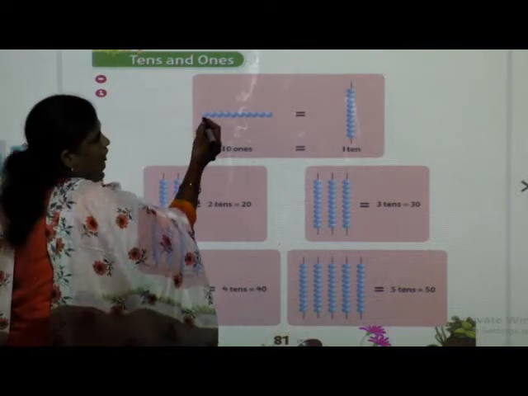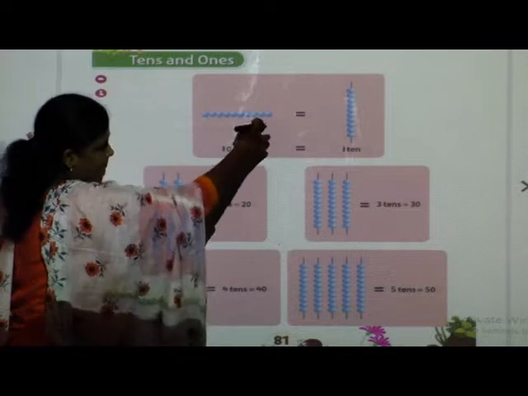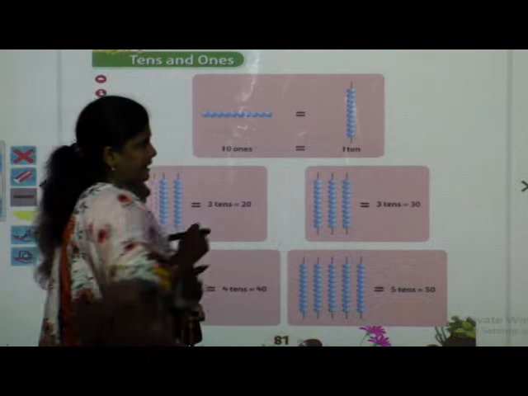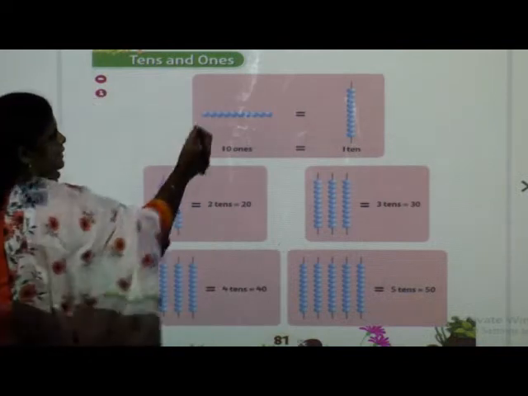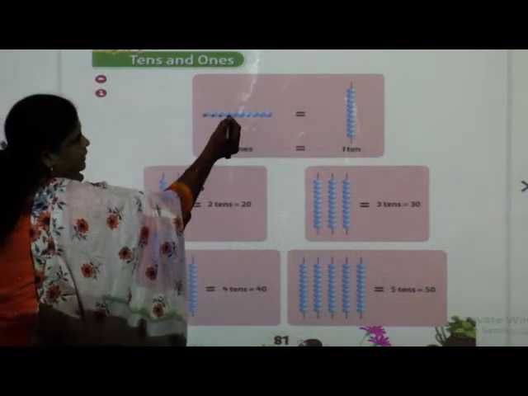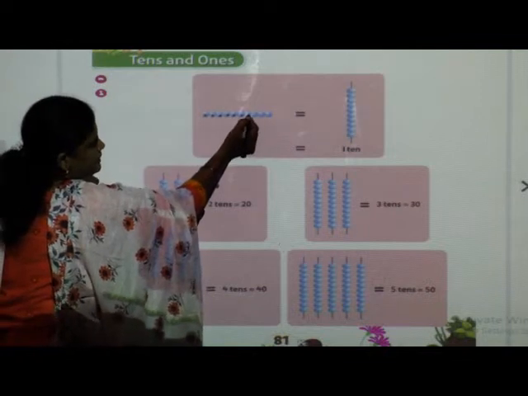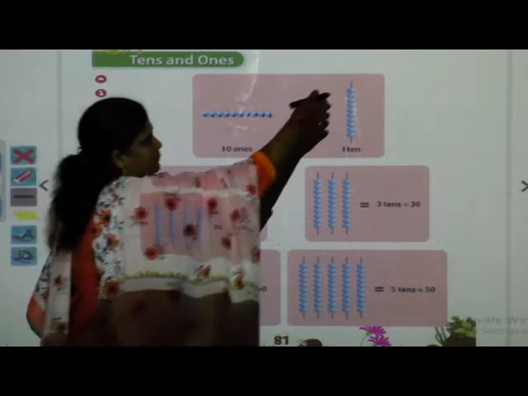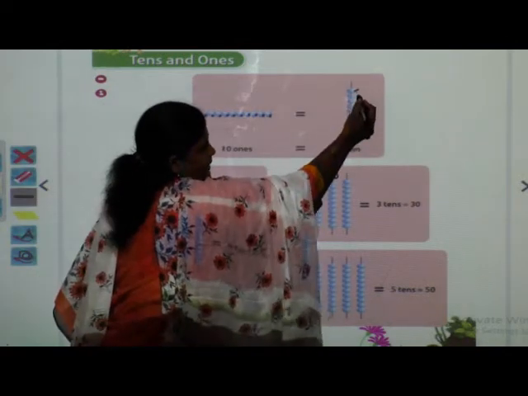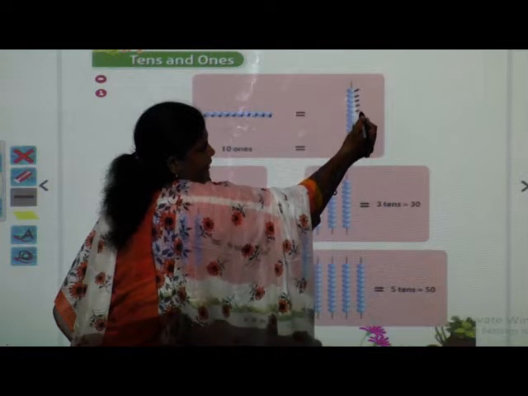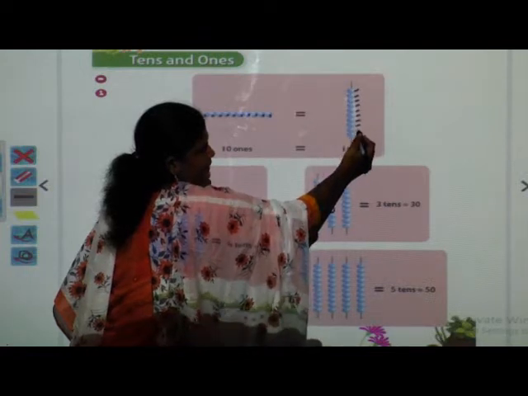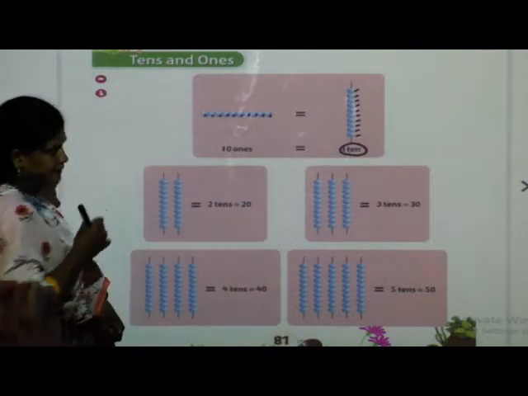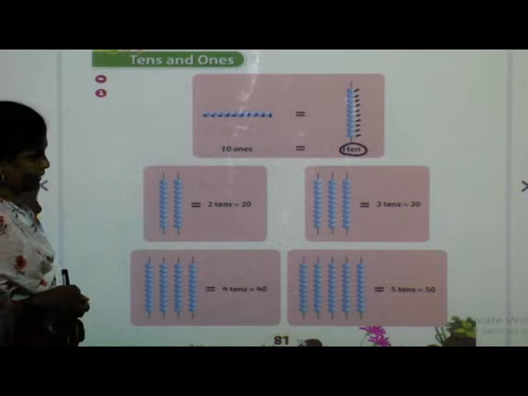See now, here already they have given balls. Here the stick is there and balls are there. So see here 1 2 3 4 5 6 7 8 9 10. Here 10 beads. If we put in this, then see 1 2 3 4 5 6 7 8 9 10. 1 ten it happens. What happens? 1 ten. Yes, 1 ten, 2 tens, like this.